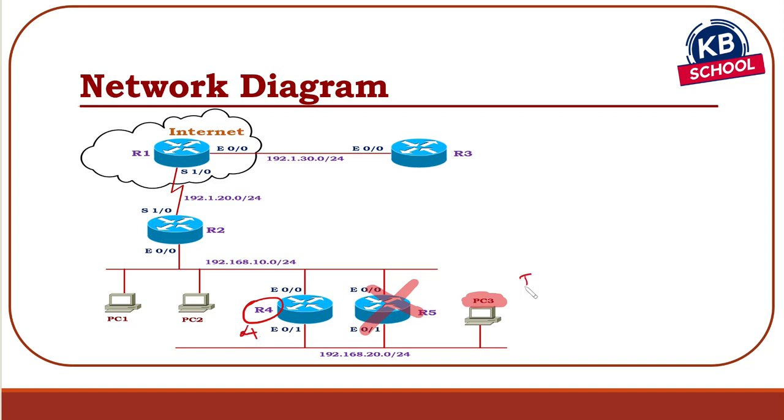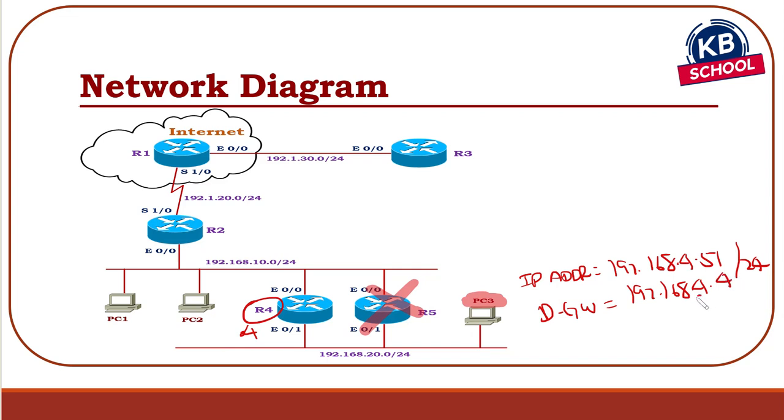So when I configure the IP address over here, let's say it's on the 192.168.4 network, and let's say it's .51/24, and my default gateway in that case would have been 192.168.4.4. If this router goes down, the entire segment of any devices hanging off of that 192.168.20 network, I've lost connectivity to the rest of the network.